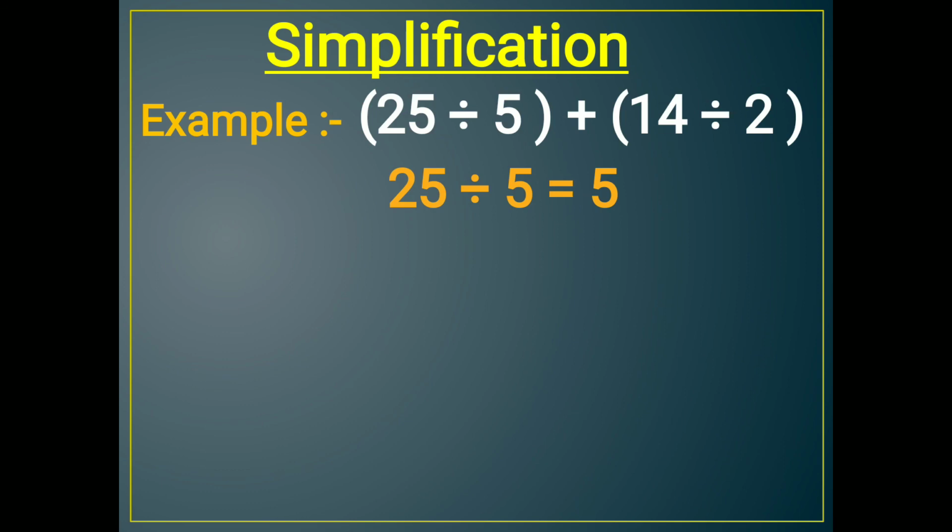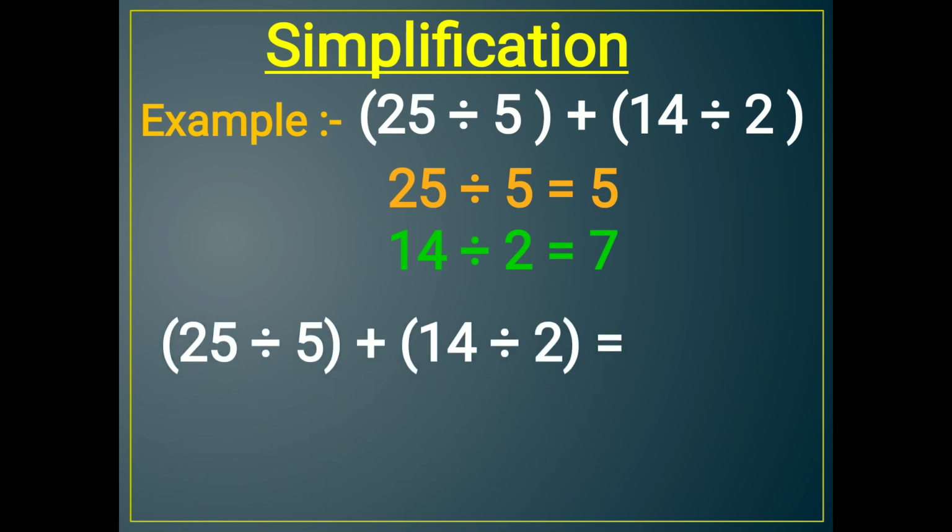When we divide 25 by 5, we get 5. And let's solve the next bracket, 14 divided by 2. When we divide 14 by 2, we will get 7. Now, after solving both brackets, we will get 5 plus 7. And after adding 5 plus 7, we will get our answer, which is 12.